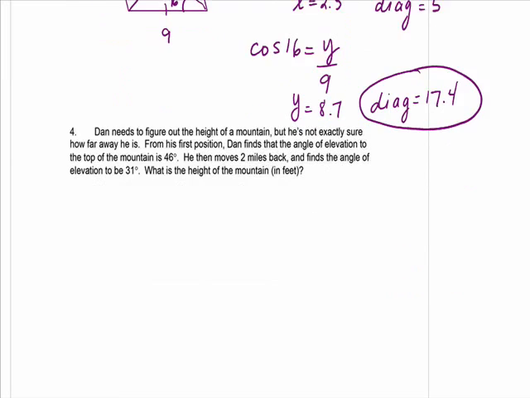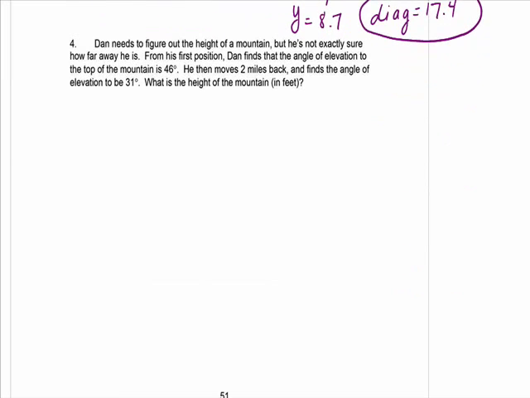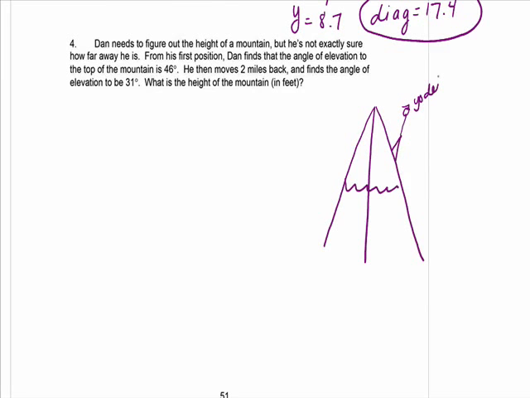Alright, now let's take a look at the next problem. This is a more sophisticated problem. This is the reason we decided to make this a lecture. It says Dan needs to figure out the height of a mountain, but he's not exactly sure how far away he is. So obviously we're going to have a right triangle. That's our mountain. Well, I guess I could make it fancier. Here's the mountain. Here's the snow. Here's the hiker. Yes, and he's still yodeling.